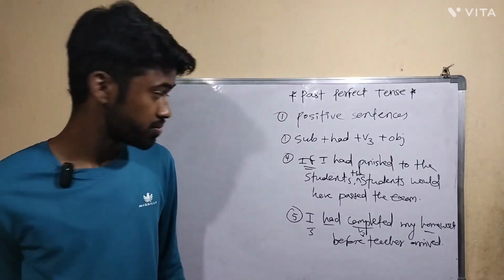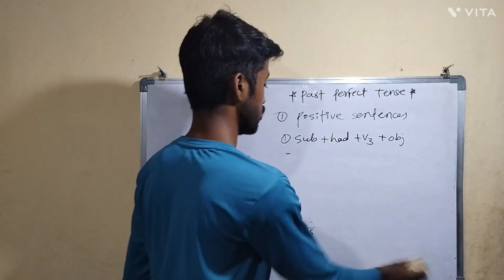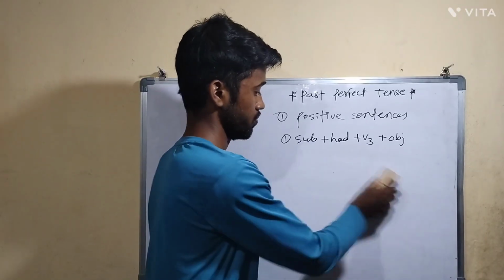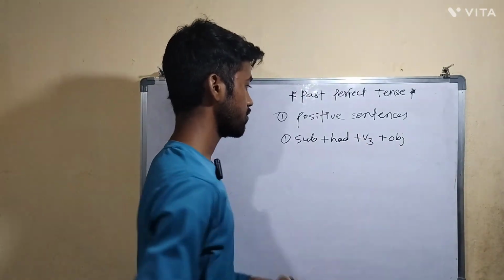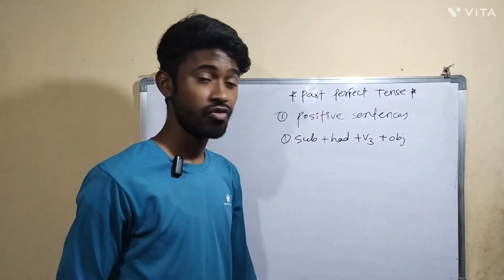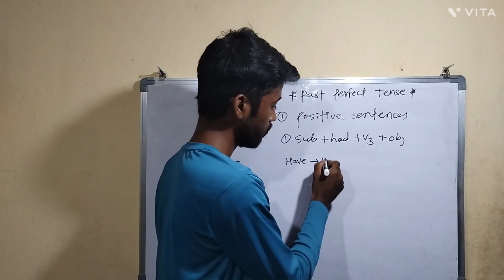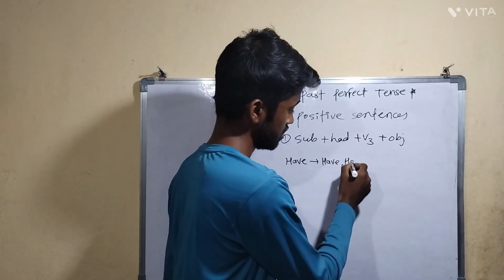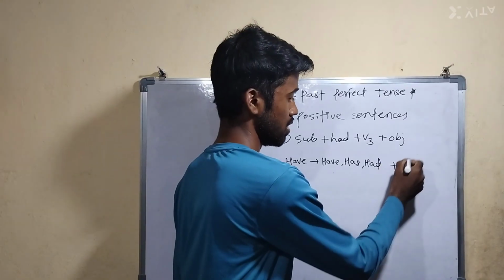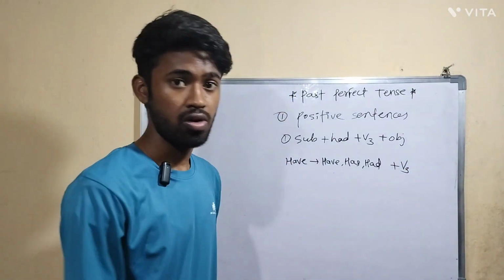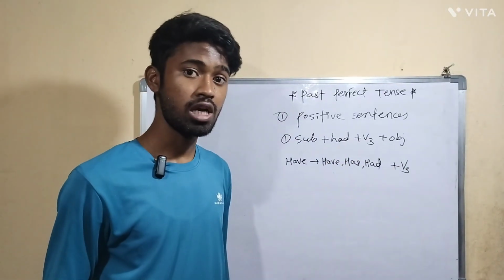So what you need to understand here is the structure. You understood the examples. Now come back to the structure. Subject plus had plus third form of verb. So had is the form of have. In the first video we talked about this have form. What are the have forms? Have, has, and had. So whenever you are using have, has, had, we have to use third form of verb.